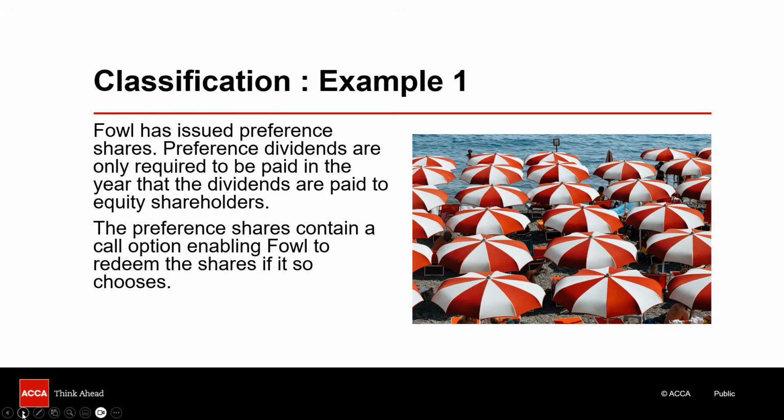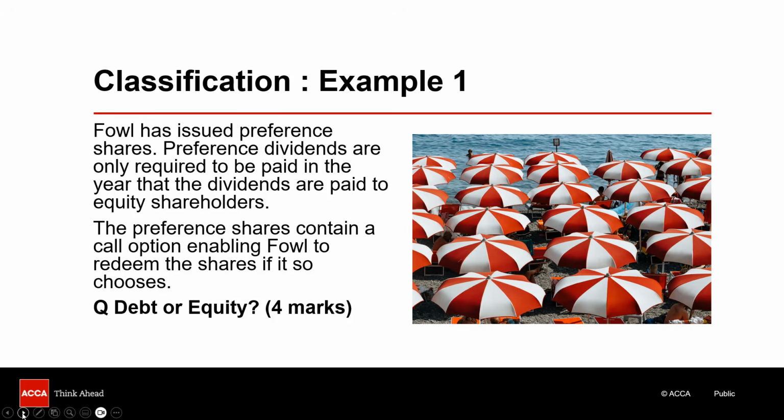So FAL has issued some preference shares. Preference dividends are only required to be paid in the year that dividends are paid to equity shareholders. The preference shares contain a call option. Now this enables us, FAL, to call back to redeem the shares if it so chooses. Do you think the preference shares should be classified as debt or as equity? And why? Can you justify that? Maybe you would like to pause the video at this stage to think about it.